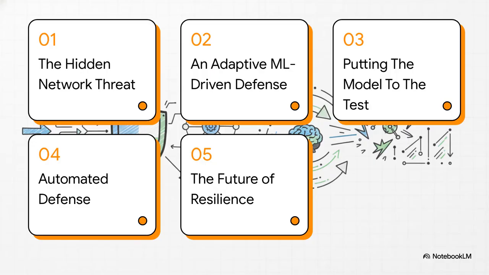Okay, so here's our game plan. First, we're going to shine a light on the hidden threats that your current systems are probably blind to. Then, we'll introduce the adaptive, ML-driven defense built to take them on. After that, we'll look at the hard numbers, the performance metrics, and see how this whole thing automates a response in real time. And finally, we'll talk about what this means for the future of network resilience.